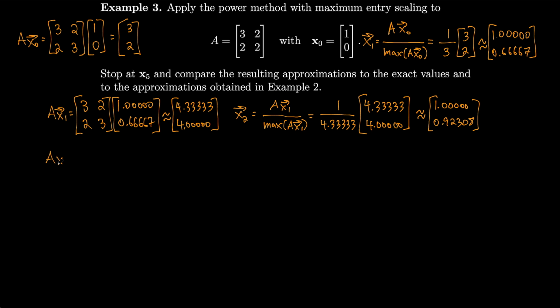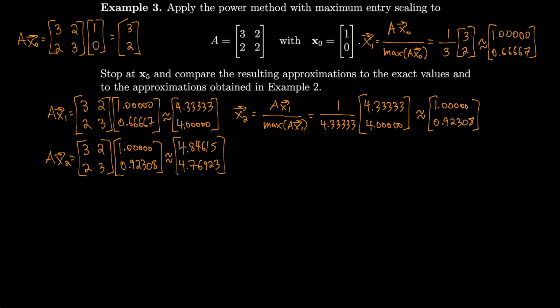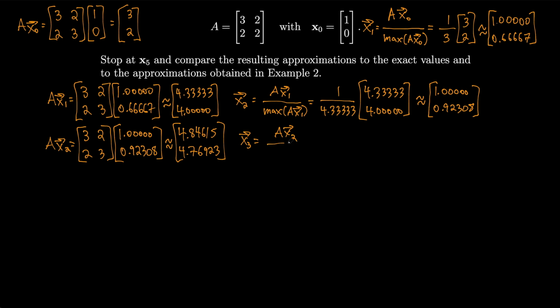Let's get Ax2 now. So [3, 2; 2, 3] times [1.00000, 0.92308], giving us [4.84615, 4.76923]. So that x3 is Ax2 over the max of Ax2.